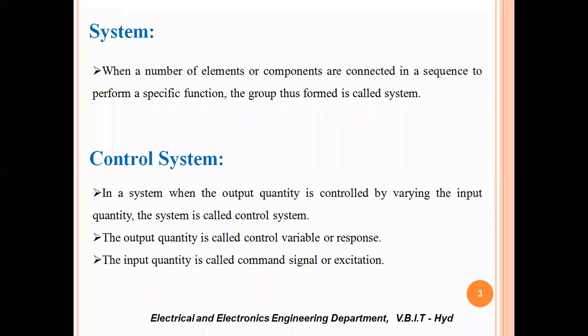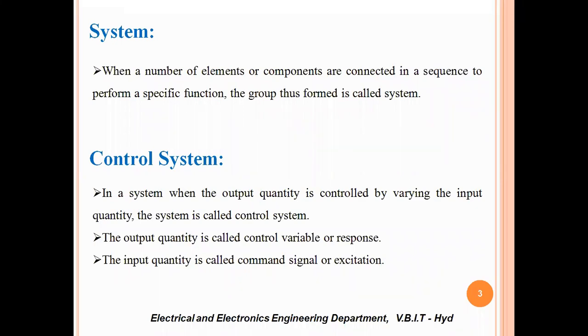Then what is a control system? See, a control system means the system output quantity is controlled or regulated based on the input quantity. The output of a particular system is controlled or regulated based on the input quantity. Then that type of system is called a control system.